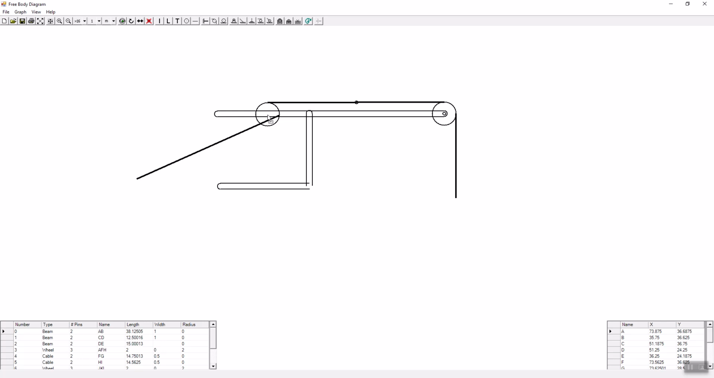We take the other end of the cable, take it there, grab this end, make it vertical, align it with the lower member, take a pin joint, pin the pulley, and then we pin the cable to this member. And we also put another pin here to join these 2 members.